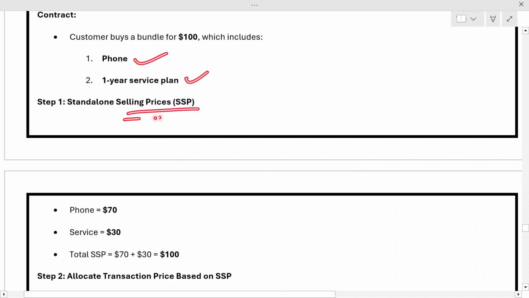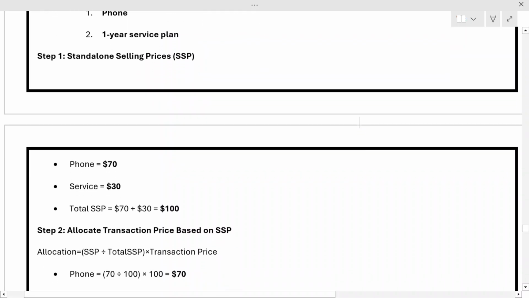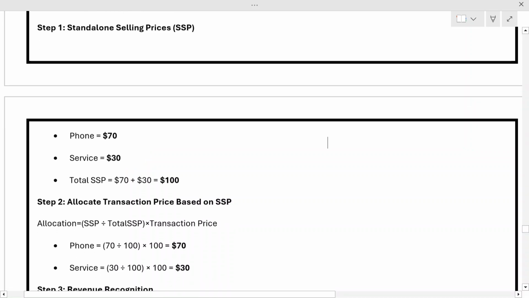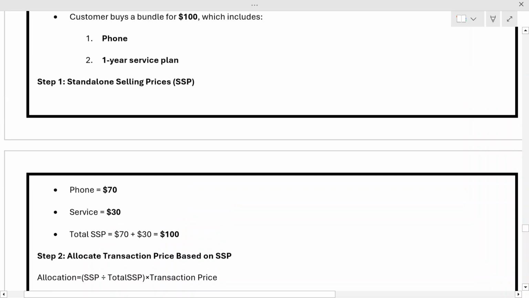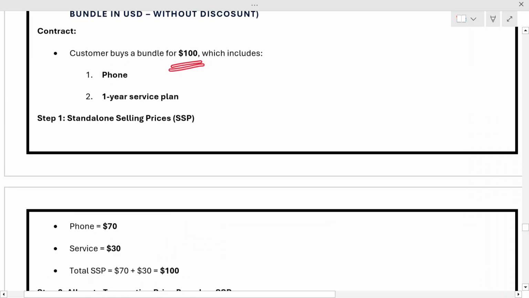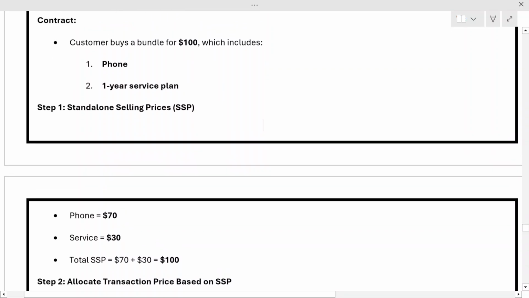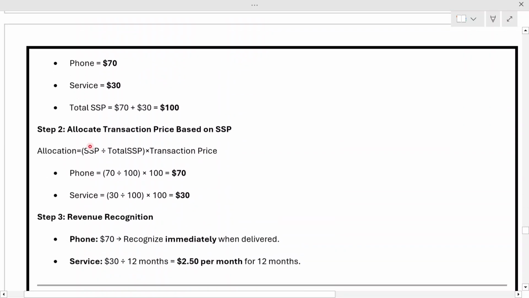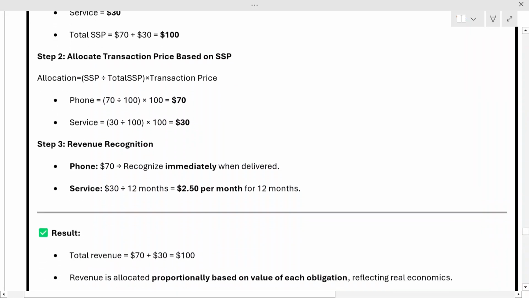Now if you go into the market and you can buy the standalone product, the phone is $70 and the service is for $30. So effectively total standalone selling price is $100 and the company has also charged you total $100, meaning there is no discounts here. So how will you allocate the transaction price based upon the standalone selling price?